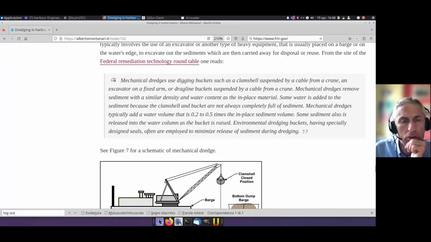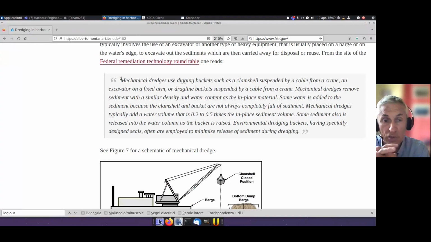Anyway, this quote from the website says that mechanical dredges use digging buckets, such as a clamshell, suspended by a cable from a crane, an excavator, or a fixed arm, or dragline buckets suspended by a cable from a crane. Mechanical dredges remove sediment with a similar density and water content as the in-place material. Some water is added to the sediment because the clamshell and bucket are not always completely full of sediment, and therefore the void is occupied by water.